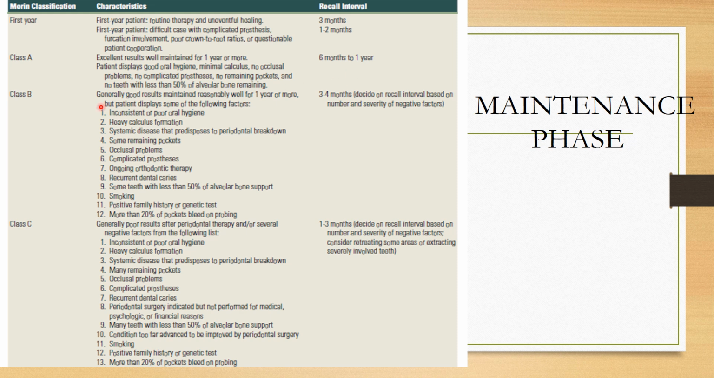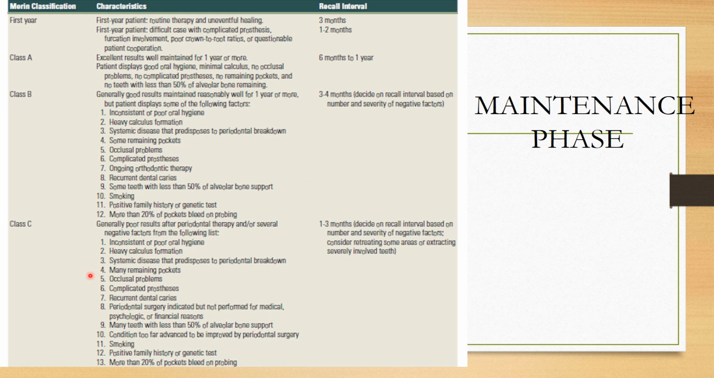So class B, if there is inconsistent or poor oral hygiene, heavy calculus with systemic diseases, and many occlusal problems, prosthesis, then ongoing orthodontic therapy, dental caries, and a smoking patient, positive family history or a positive genetic test, anything like that, then you have to recall the patient once in 3 to 4 months.